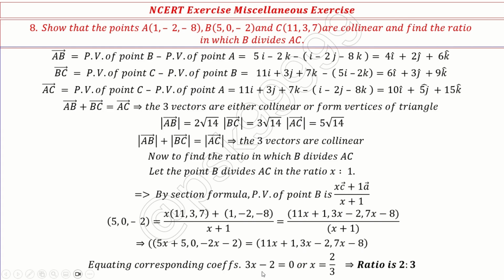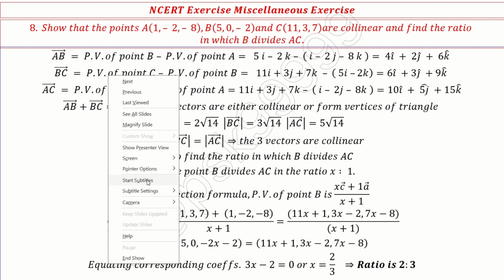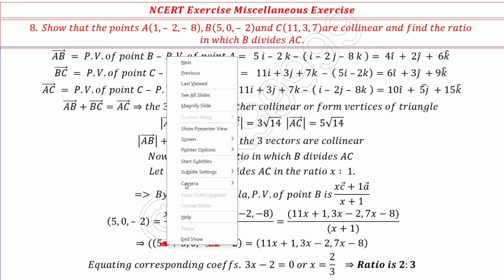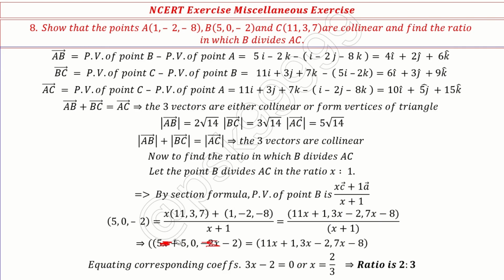Equating corresponding coefficients, the j coefficient 3x minus 2 you can equate to 0. This is very simple actually. I don't know why I wrote 5x plus 5. This is just 5i minus 2k. I think this is a mistake. Oh, sorry, I took x plus 1 to the other side. Okay, fine, this is correct actually. So x plus 1 you have to take to the other side.